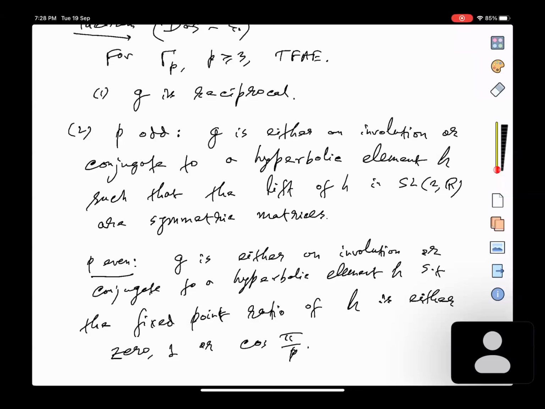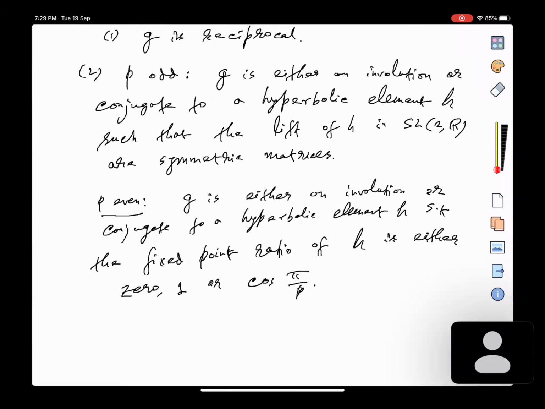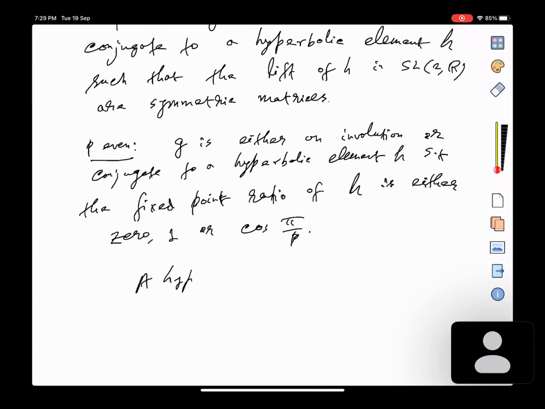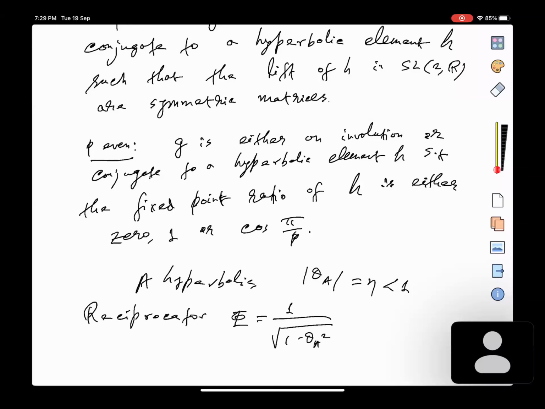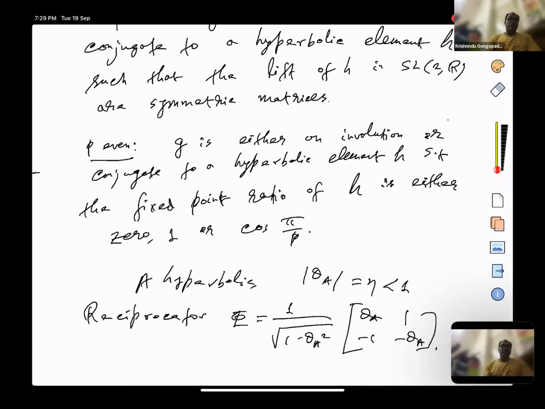Another thing is that, using the fixed point ratio, when A is hyperbolic and suppose theta of A is eta less than 1, then one can explicitly write down the reciprocator phi in terms of theta A. And using these tools, we have also parameterized and given a finer understanding of the reciprocal classes as well. With this, I would like to thank all of you for your attention.